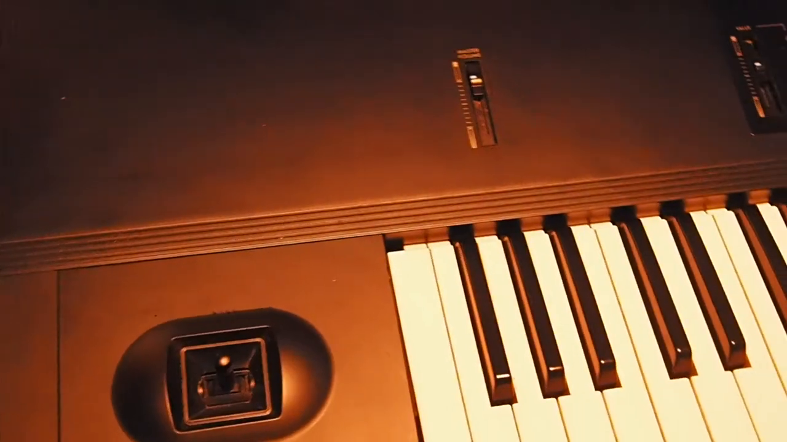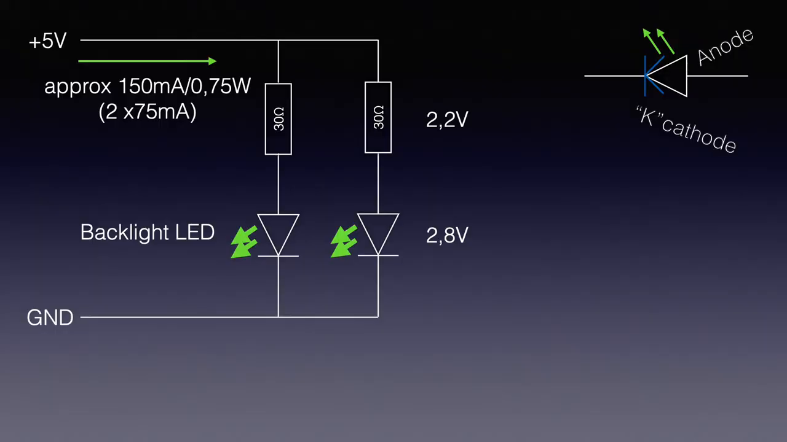Eventually, there's an easy fix for a too bright LED backlight. Reduce the current going through the backlight LEDs. The display I'm using has two LED sections, one on the left and one on the right, each consisting of an LED, of course, and a current limiting resistor of 30 ohms.